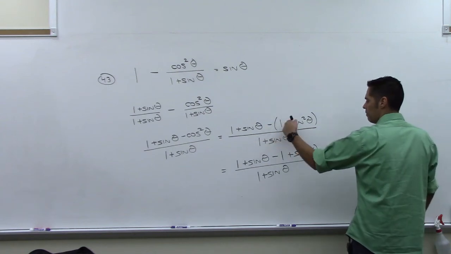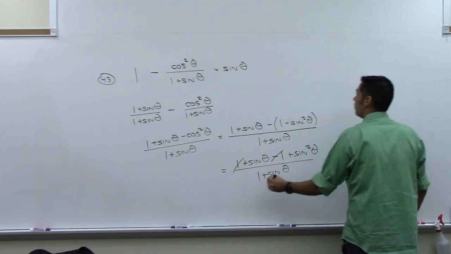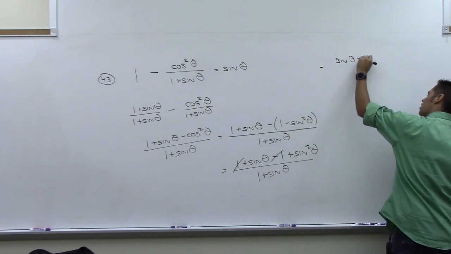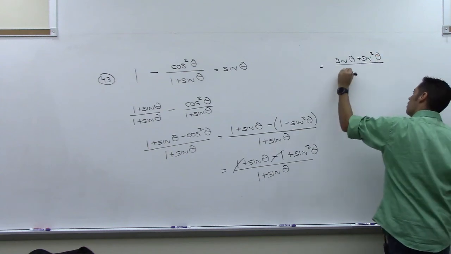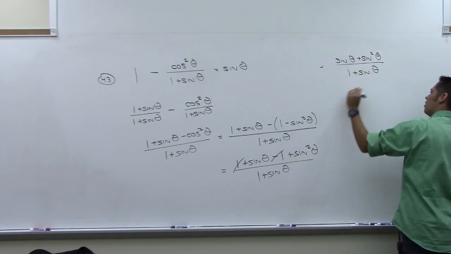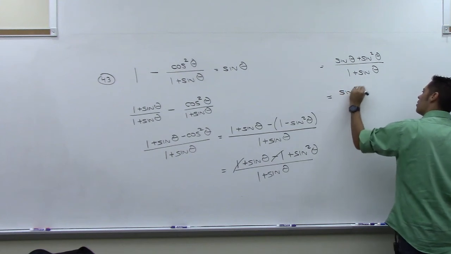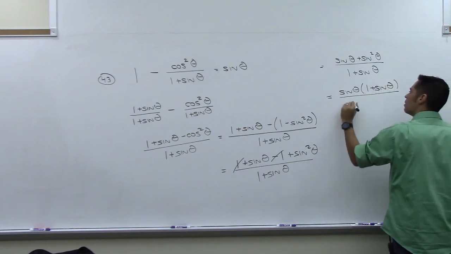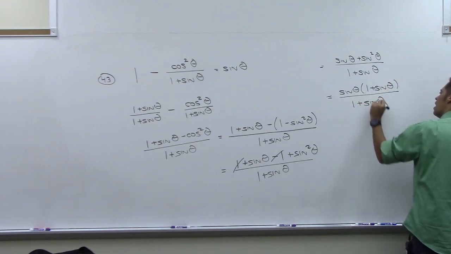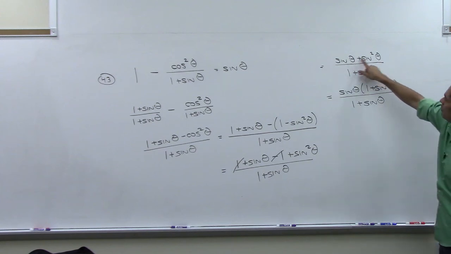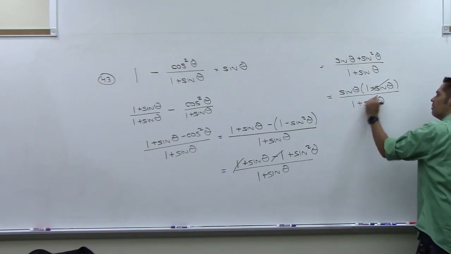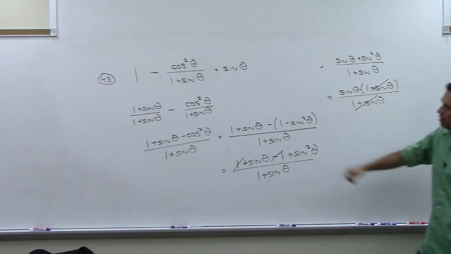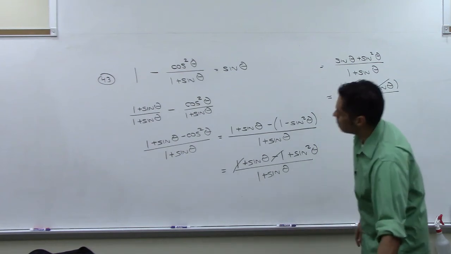So distribute minus and then plus. The 1's cancel. And so what we're left with is sine theta plus sine squared theta over 1 plus sine theta. We're getting close. Notice in the numerator, you can factor a sine out of these. And when you pull a single factor of sine out, what you're left with inside is 1 plus sine theta. And now these cancel, and what are you left with? Now they cancel because there's multiplication here, right? So they cancel and you're left with sine theta, which is what we were trying to show. That's pretty interesting.